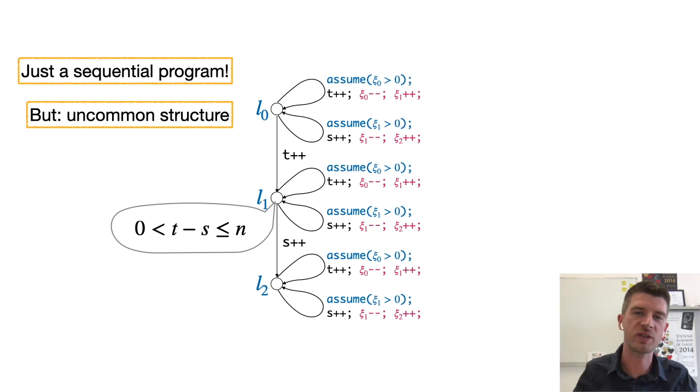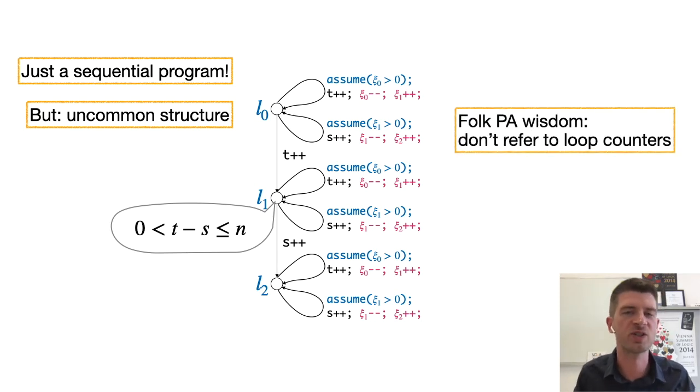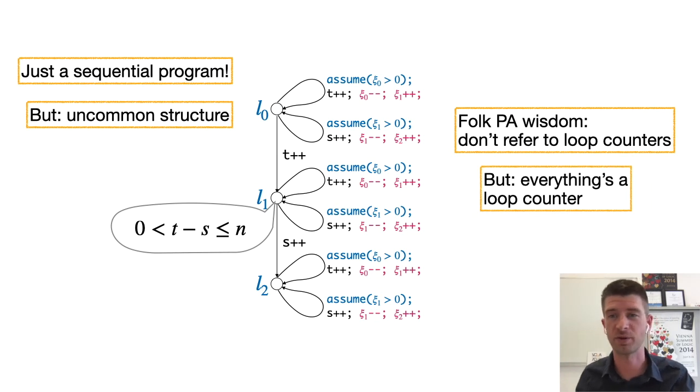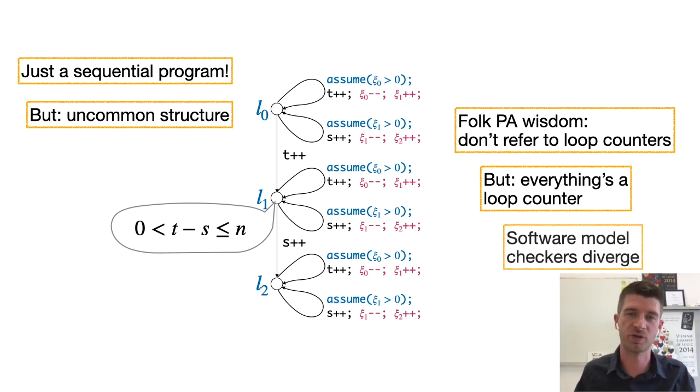There's some folk wisdom in predicate abstraction, which is you should never refer to loop counters, because that leads to tracking the variables of those loop counters and just useless unrollings of the loops and divergence of the CEGAR loop. Now the problem here is, in our abstract model, everything's a loop counter. What should we use as refinement predicates? And it actually turns out that a bunch of software model checkers that we tried all diverge on these abstract models.